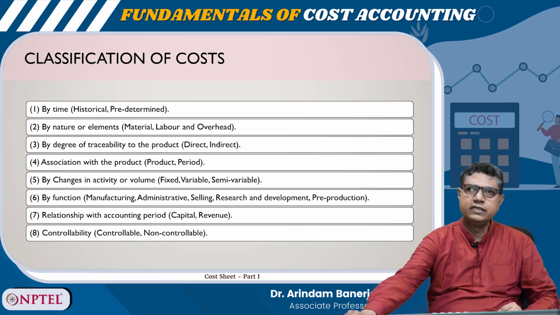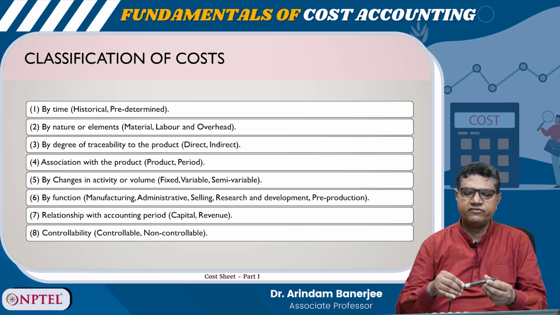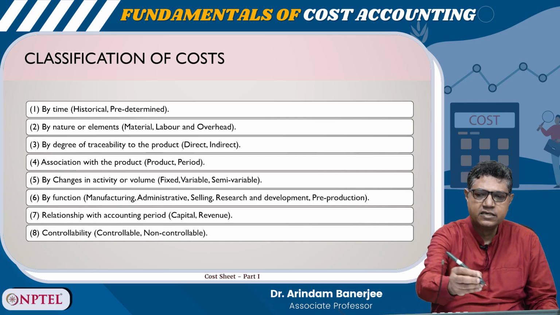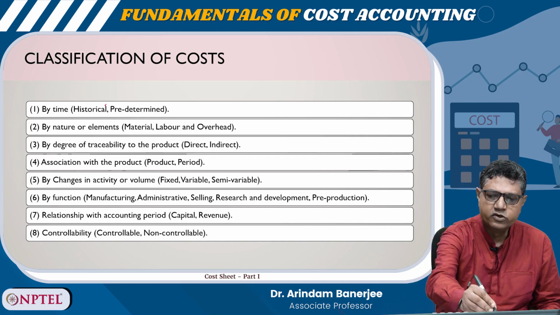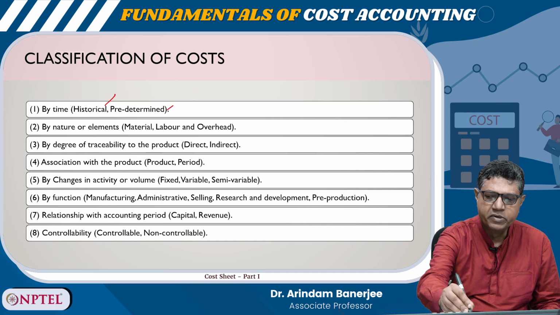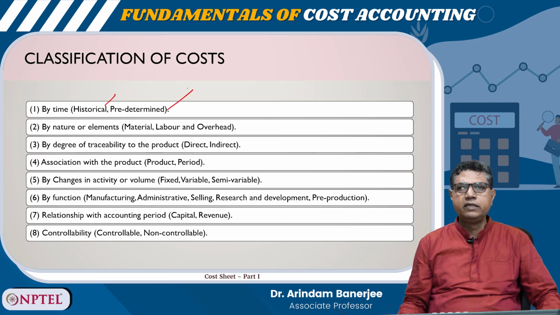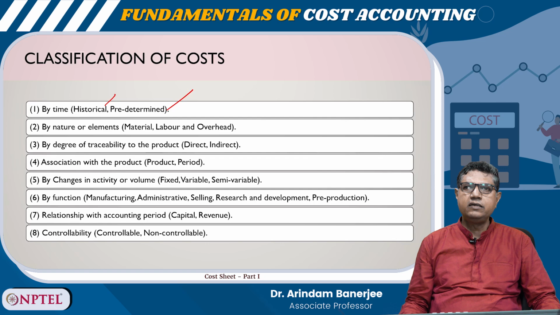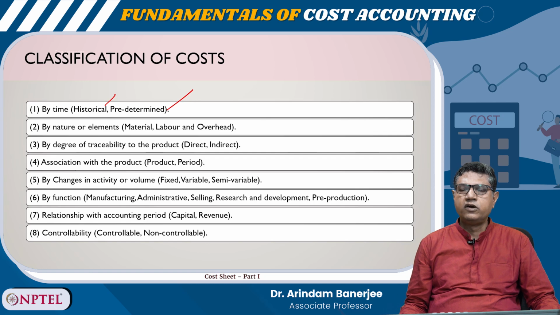The first one is by time, that is, it can be historical or it can be predetermined. Historical means the cost has already been incurred, and we can use this cost for recording purposes, for forecasting the future cost, etc.